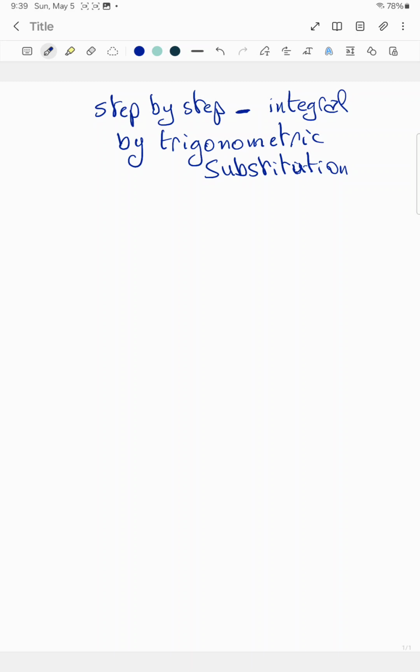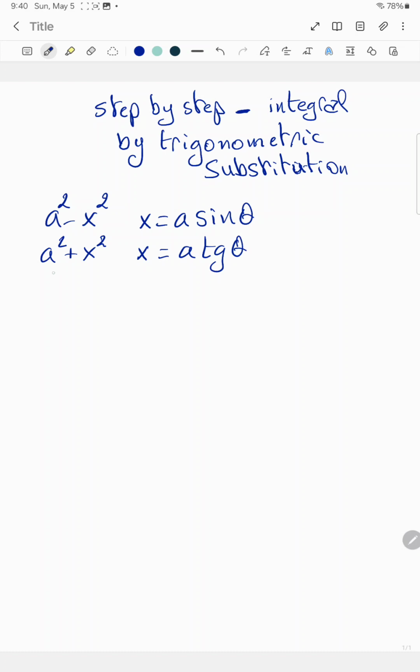If I have in my integral something that resembles a square minus x square, I will take my x equal a sine of theta. If in my integral I have something that resembles a square plus x square, I will take my x equal a tangent of theta. And if I have x square minus a square in my integral, I will take x equal a sec of theta. So only those three formulas I want you to understand or to know by heart.